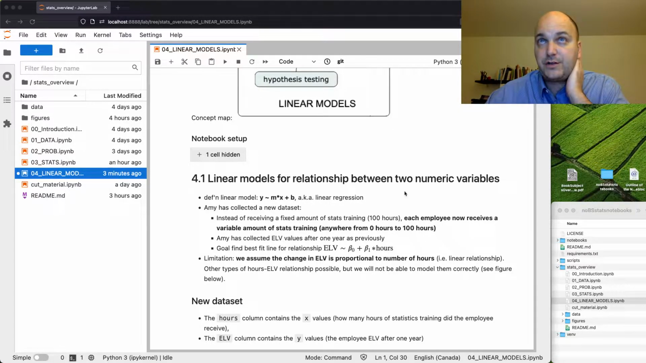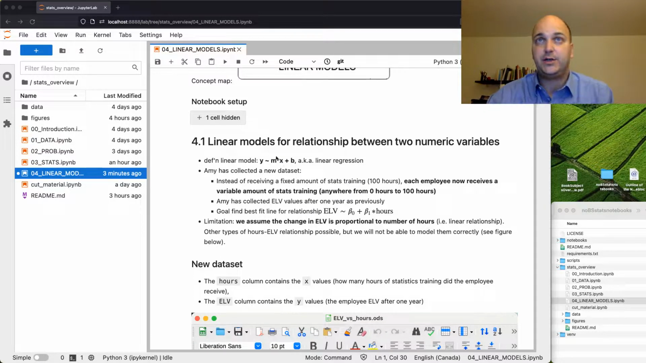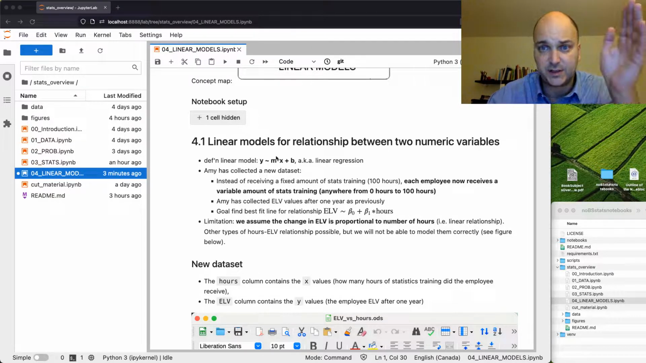The context to analyze here is the relation between two numeric variables, the input or independent variable and the dependent, the output variable. So we can talk about the relationship, how does y depend on x. So why do we need linear models in the example of statistical training improving employee lifetime value?